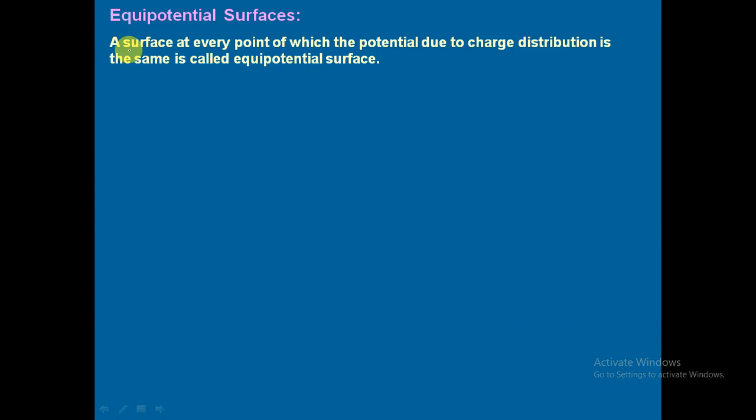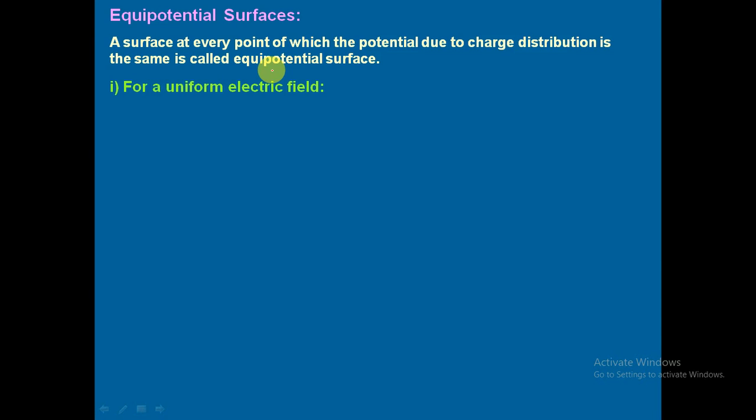So how we can define it? A surface at every point of which the potential due to charge distribution is the same is called equipotential surface. So the surface at which the potential remains constant is called equipotential surface. Now let us see how we can draw the equipotential surfaces.